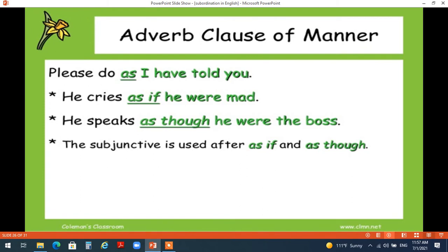By the way, if you use as if or as though, usually you use the subjunctive mood with the verb. For example, he cries as if he were mad. As though he were the boss. Here we used were and we didn't use was because they express something unreal. When you say as if he were mad, he is not really mad. When you say as though he were the boss, this means that he is not in fact the boss. That's why we have used were instead of was in these two examples.